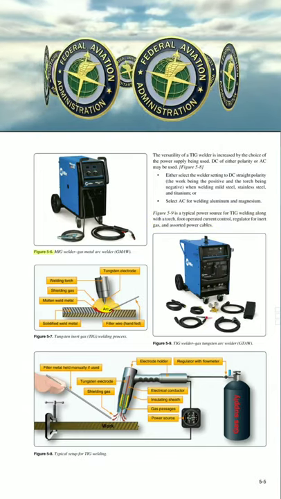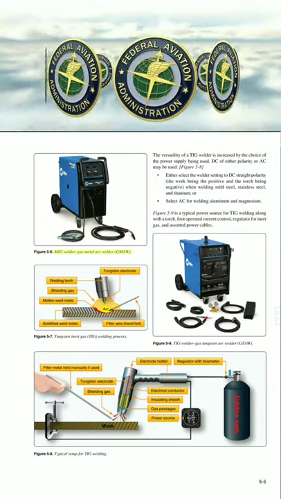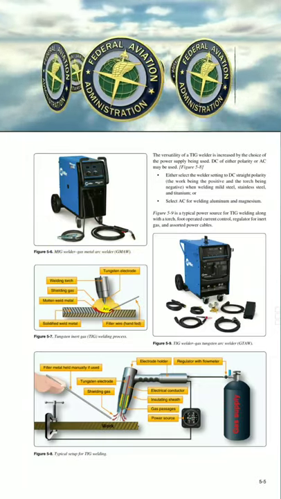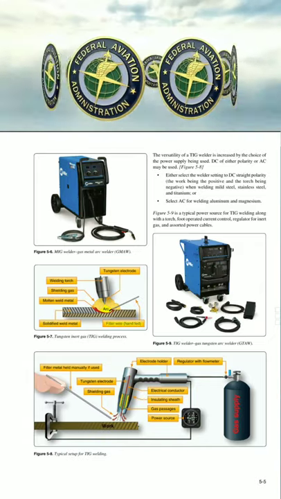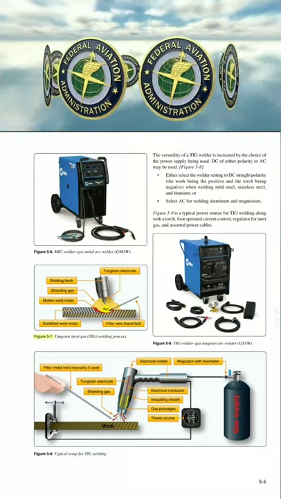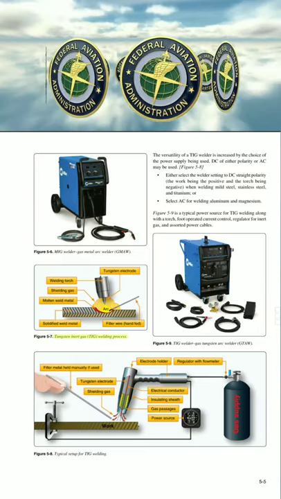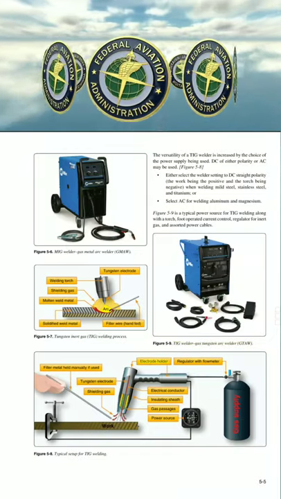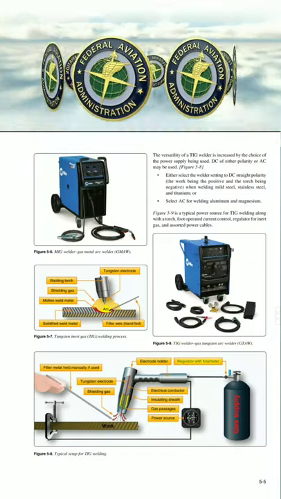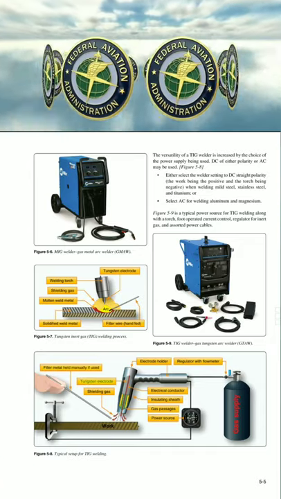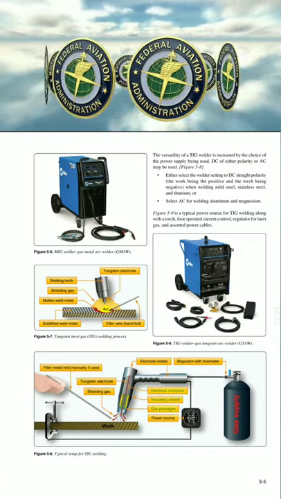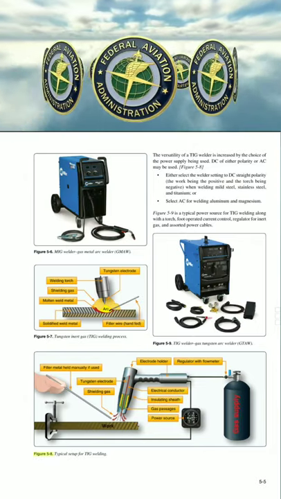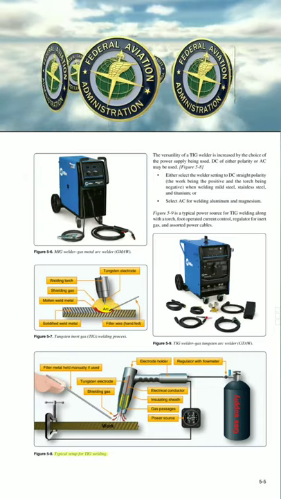Figure 5-6. MIG welder, gas metal arc welder, GMAW. Tungsten electrode. Welding torch. Shielding gas. Molten weld metal. Arc. Solidified weld metal. Filler wire, hand fed. Figure 5-7. Tungsten inert gas, TIG, welding process. Figure 5-9. TIG welder, gas tungsten arc welder, GTAW. Electrode holder. Regulator with flow meter. Filler metal held manually if used. Tungsten electrode. Shielding gas. Electrical conductor, insulating sheath, gas passages. Power source. Work. Gas supply. Figure 5-8. Typical setup for TIG welding.